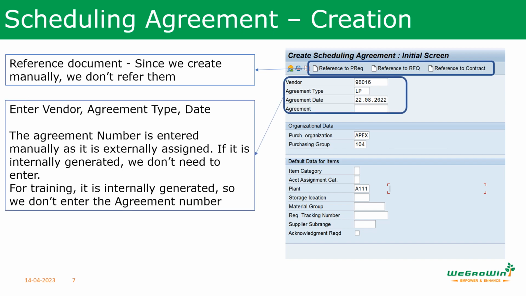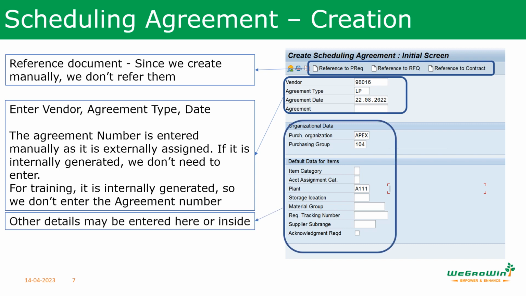Since we are creating it manually, we need to enter the details like who the business partner is and the agreement type. The agreement type may be LP for a scheduling agreement or LU for the stock transport scheduling agreement. We can also enter the scheduling agreement number, that is the agreement field, if it is an external number to be assigned, and if it is internal, we can leave it blank. All other details can be entered here, or some details can be entered once we go into the transaction. After entering all the details, press enter to go into the transaction.